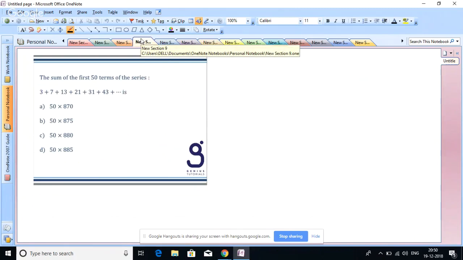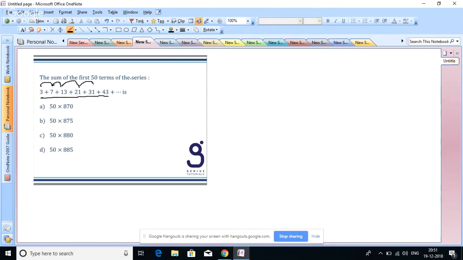Now in this question we have to find sum of first 50 terms. Now you just keep one thing in your mind. Now see, this series is not an AP, but if you take difference of these terms, they will be 4, 6, 8, 10, and so on.